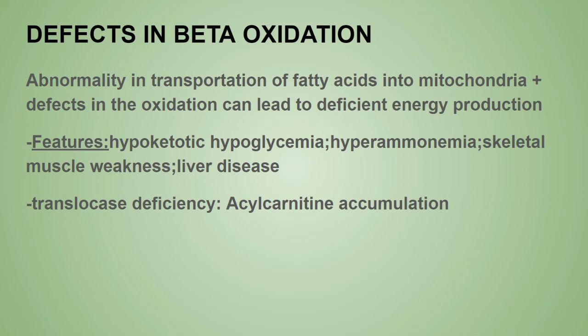Now defects in the beta oxidation. Abnormalities in the transfer of fatty acid into mitochondria and defects in oxidation can lead to deficient energy production by the oxidation of the long chain fatty acid. So some common features are, of course, if these fatty acids are not used for obtaining energy, the body will use some other source to get energy. So it will cause less amount of glucose and ketone in our body, because the body will use those things only to obtain energy, right? So it will cause hypoketotic hypoglycemia, hyperammonemia, skeletal muscle weakness, and liver disease, right?